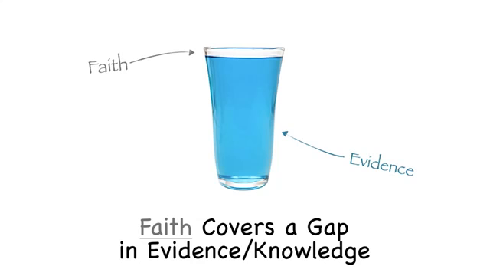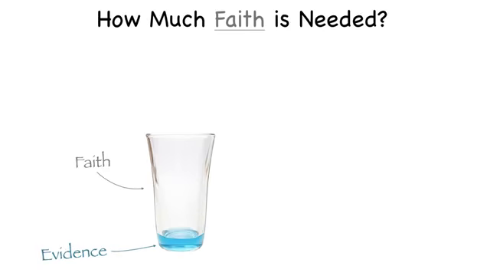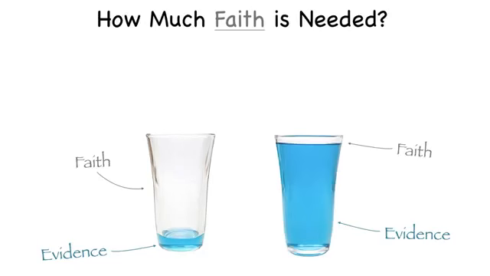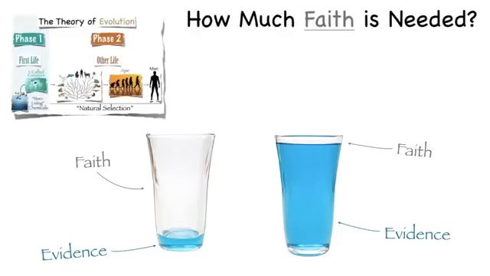How much faith is needed to fill that gap depends on how much knowledge, evidence, or proof we have. If we have little evidence, lots of faith is needed. On the other hand, if we have lots of evidence, little faith is needed. Based on the evidence Darwinists provide for the origin of the universe and the origin of first life and natural selection, you have to say that their glass best fits the glass on the left. With little evidence, the Darwinist glass needs lots of faith to fill it to the top.